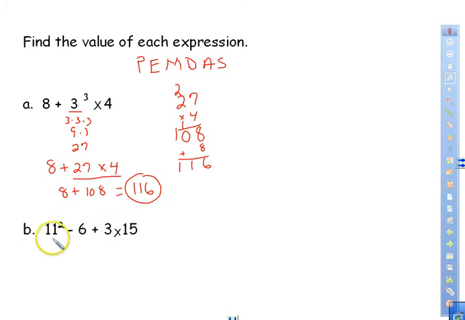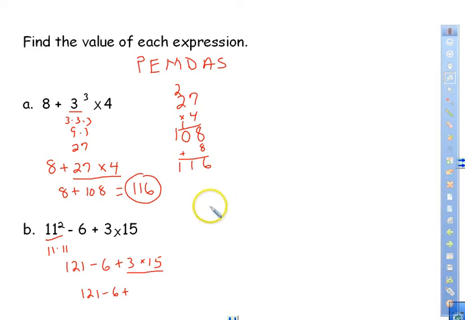Again, PEMDAS, we're looking at this one. We have parentheses, no. We have exponents, yes. So 11 times 11, which is going to give me 121. Rewrite it: minus 6 plus 3 times 15. Now again, multiply or divide, working left to right, we have multiplication. So 121 minus 6 plus the 3 times 15.